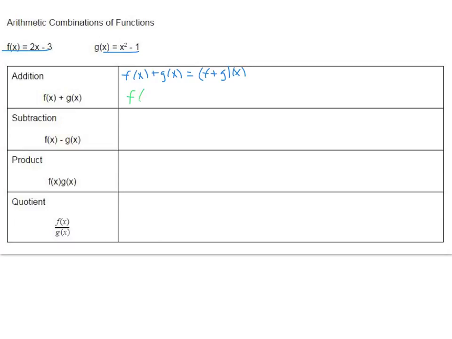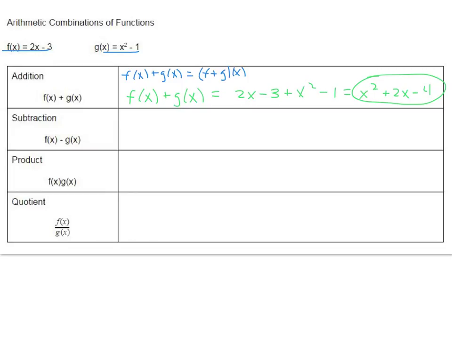So I'm going to take f of x plus g of x is equal to 2x minus 3 plus x squared minus 1. So I'm going to add those two together. And when I combine my like terms, I'm going to end up with x squared plus 2x minus 4. That is f plus g of x, or f of x plus g of x.